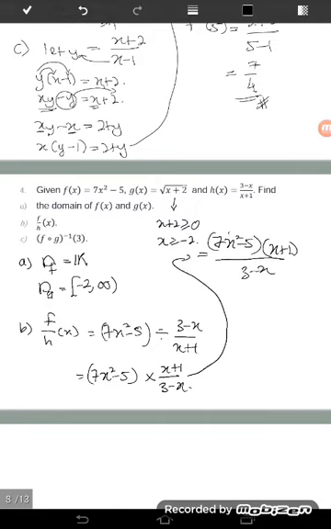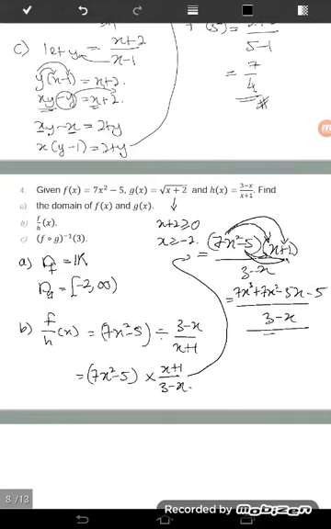Okay, so next, expand this one. So we have 7x to the power of 3, and then 7x squared times positive 1, so plus 7x squared, negative 5 times x, negative 5x, negative 5 times positive 1 becomes negative 5, over 3 minus x. Okay, so next C.